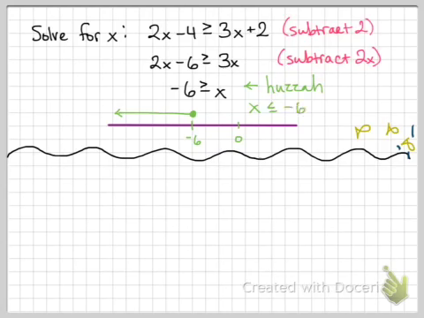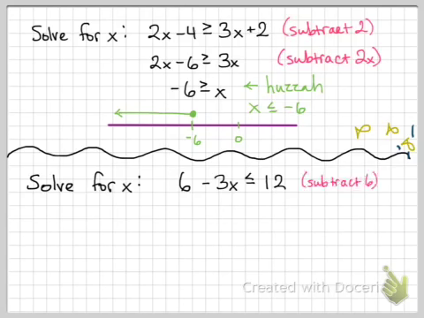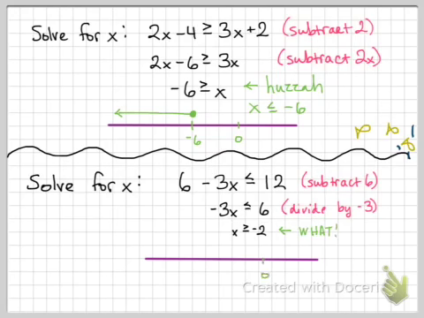Alright, one last example. So, let's solve for x in 6 minus 3x is less than or equal to 12. What do you want to do first? I'm going to subtract 6 from both sides of this equation. Then I'm left with negative 3x is less than or equal to 6, and of course I need to divide by negative 3. So I divide by negative 3 and write that x is greater than or equal to negative 2. Well, hey, what's wrong with that?